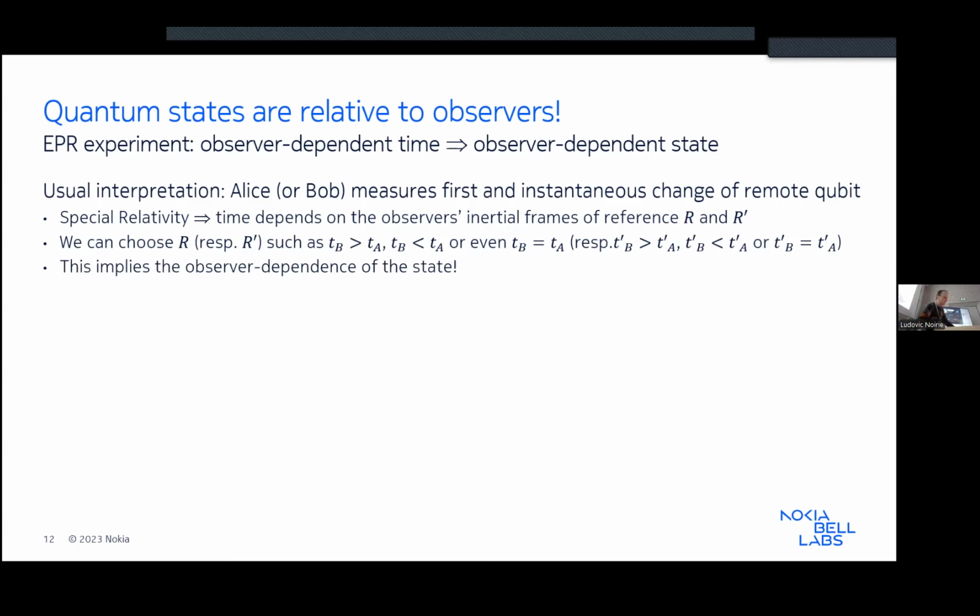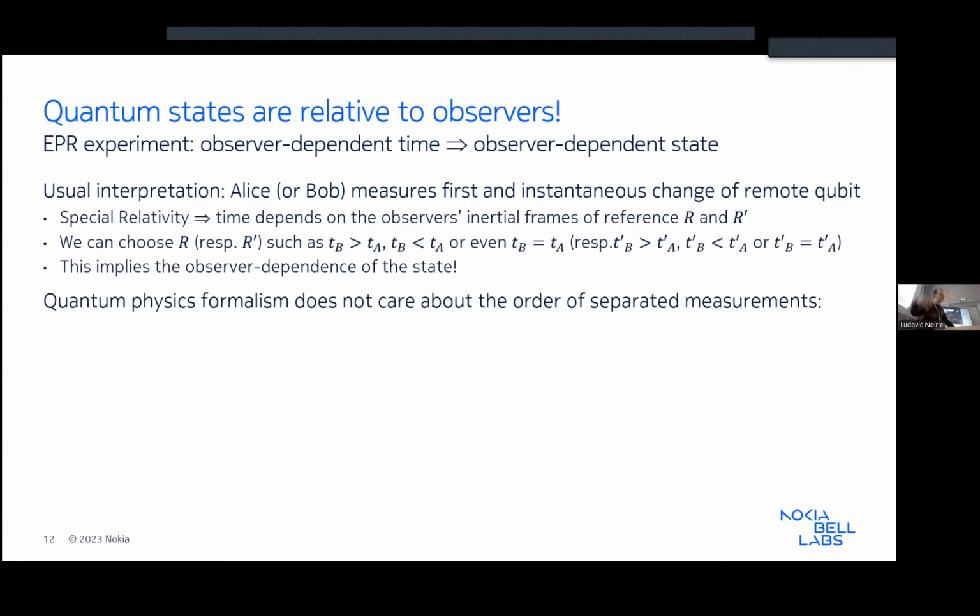So this implies, for me, the observer dependence of the state, if you accept the fact that the state is relative to the observer. Alice and Bob may have different states, and so that resolves all the paradox that you have here. I will talk later about some interpretations of quantum physics that have this view.